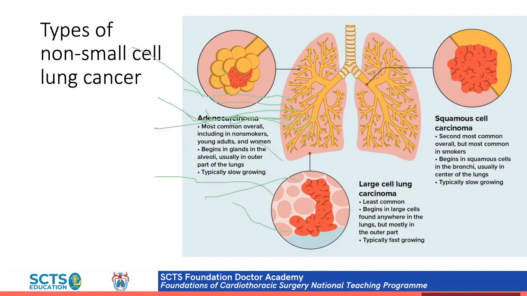They're typically quite slow growing and don't metastasize too early, whereas large cell carcinomas are sort of the least common, and they can be quite aggressive, fast growing, and metastasize early. Squamous cell carcinomas are most common in smokers and often cause a lot of inflammation around the tumors and are sometimes a little bit more tricky to sort out.